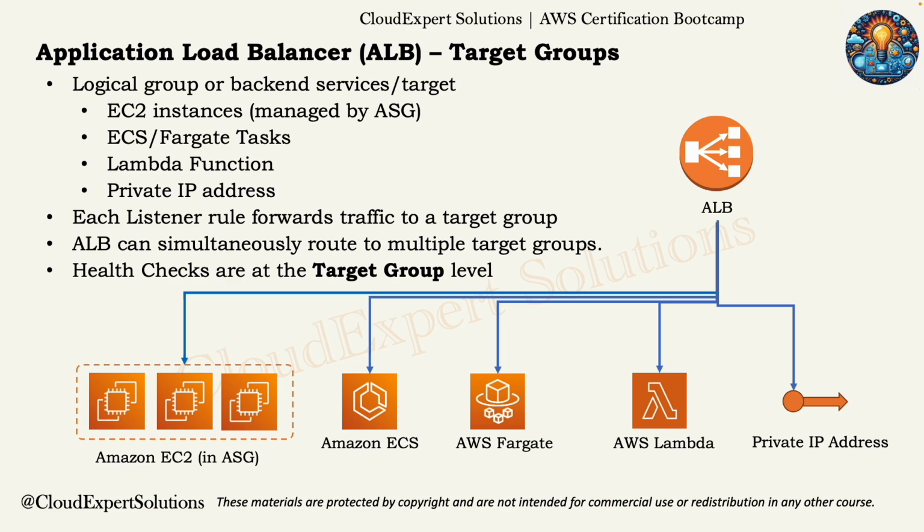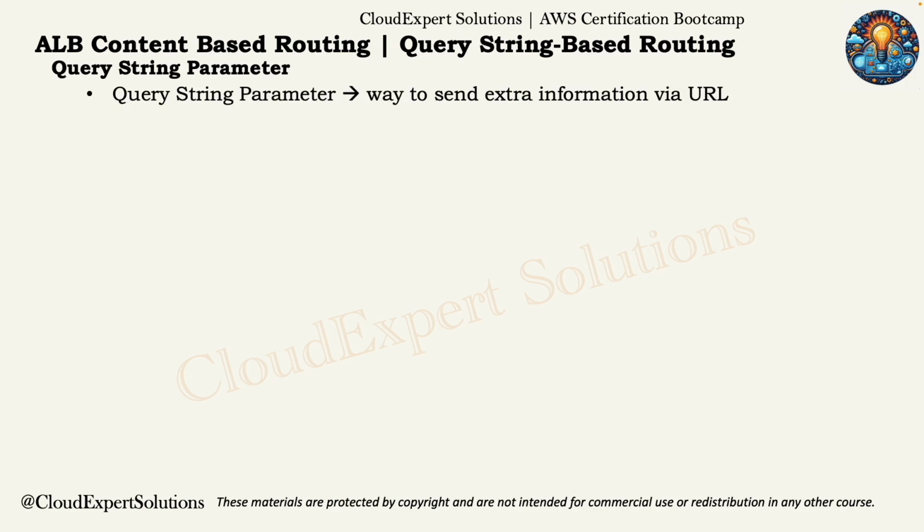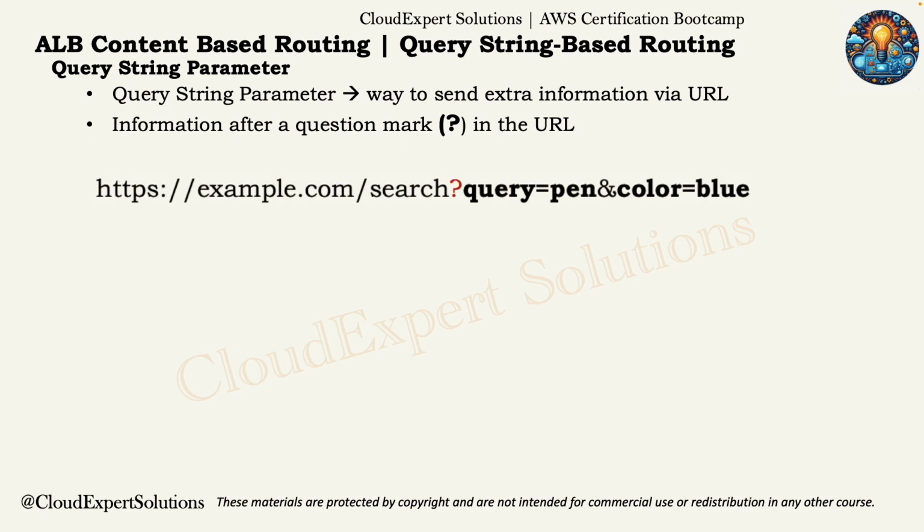But before that, let's review other content-based routing, and now we will review query string-based routing. If you are not familiar with what is query string parameter, let me explain with an example. Query string parameter is a way to send extra information to a website through the URL. It comes after the question mark. In a URL, if you see anything after the question mark, those are the query string parameter. If a URL looks like this, then in this example, query equal to pen and color equal to blue, these are two query string parameter.